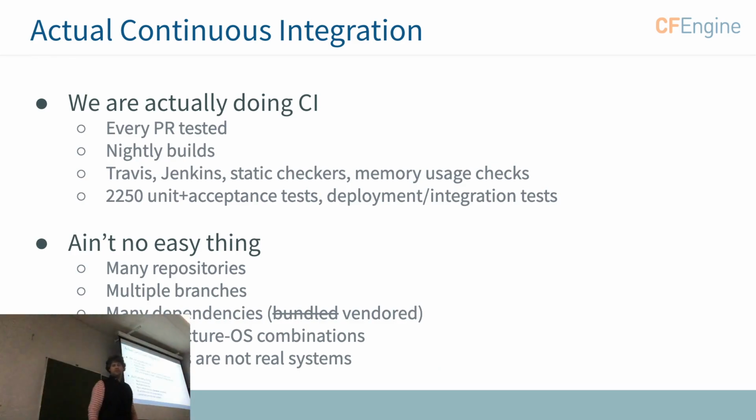We have nightly builds of all the supported branches that we have, and also the master branch. We are using Travis, Jenkins, and some static checkers and memory usage checks. We will get to them later. And altogether, only in core and master files, we have 2,250 unit and acceptance tests, and then we have deployment and integration tests, which actually install the packages and try to do things on real, I would say real hardware, but it's actually virtual machines.